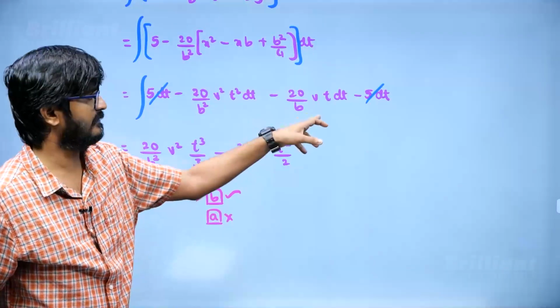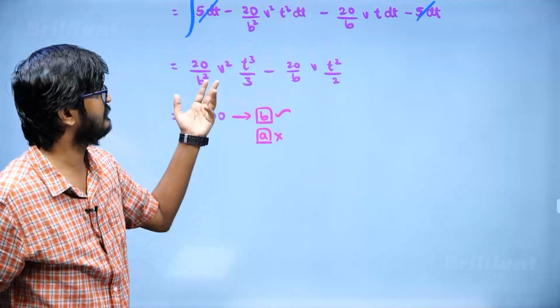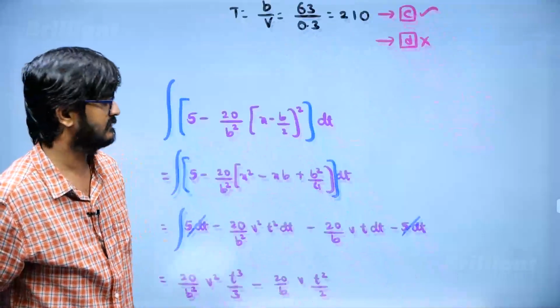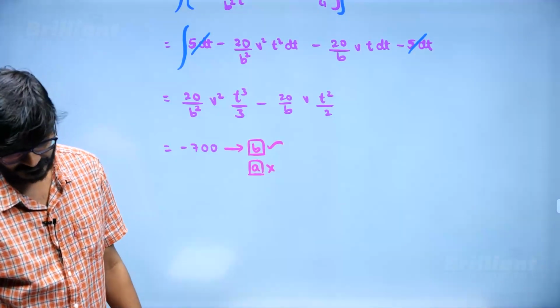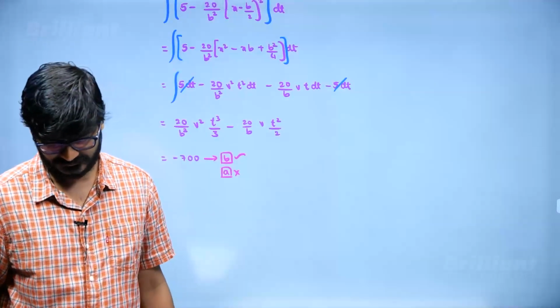So it's a single variable integral, so you can integrate it from 0 to 210 seconds, right? When you integrate it, you will be getting the required answer as 700. Drift is magnitude 700, right?